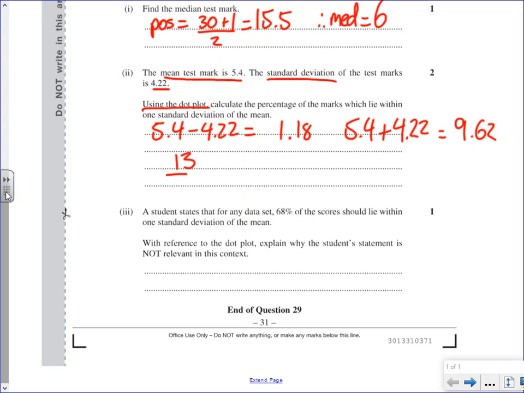So we're going to do 13 over 30. And I'm asking what percentage. So 13 over 30 times 100. And that equals something like, I think it's 43.3%. I don't have a calculator on me, but I think it's something like that. So now that we have that, we assumed that it was going to be about 68%, but that's because that would assume it's a normal distribution, which it isn't.